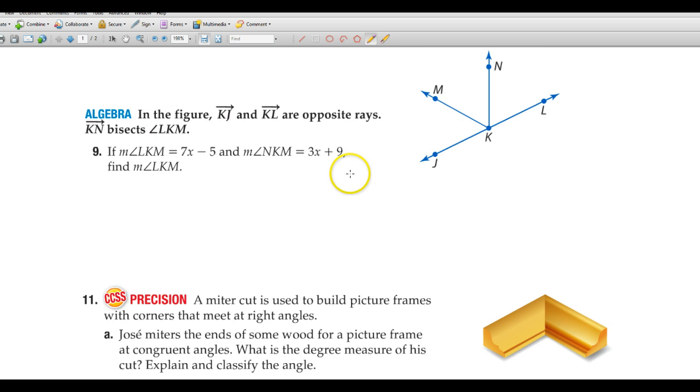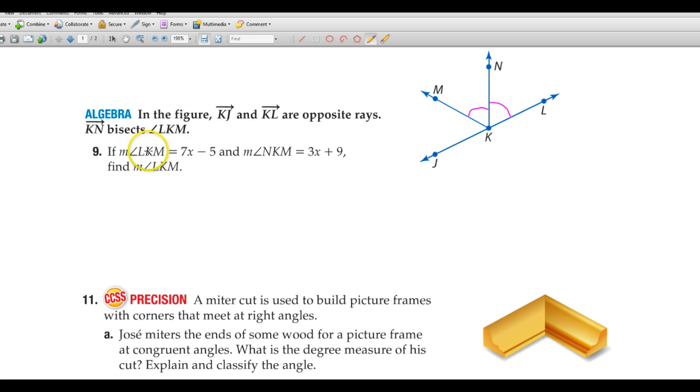In the figure, ray KJ and KL are opposite rays. So KL and KJ opposite rays, which just means a straight line or a 180 degree angle or a straight angle. And ray KN bisects angle LKM, which means that it splits it in half, and we can show that by markings like this, okay, showing that those two angles are congruent.